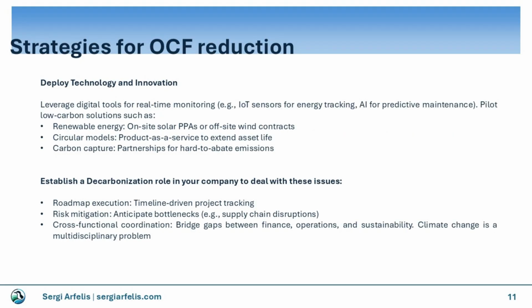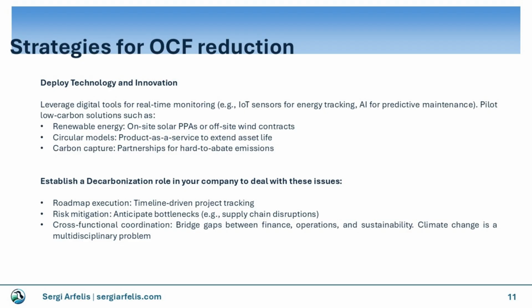Technology can be a powerful enabler for carbon reduction, but it's important to deploy it strategically. Digital tools can help you track emissions. Renewable energy also helps you reduce your OCF, either by producing your own green energy or purchasing it. Finally, circular business models can extend the life of your assets and reduce the need for new manufacturing.